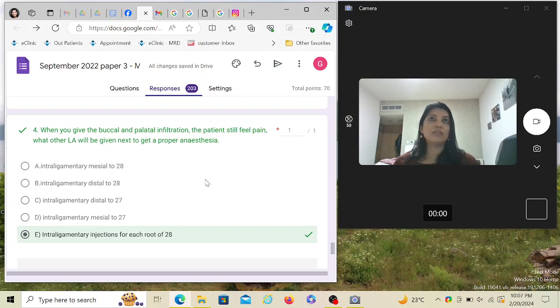I guess one of these questions can be unmarked. They have 40 unmarked questions. It's not like they have 2 or 3 unmarked. 40 is a huge number, which means that 2 answers can be correct. So in this, if they would have given intraosseous, I choose intraosseous, you choose intraligamentary, both are correct.